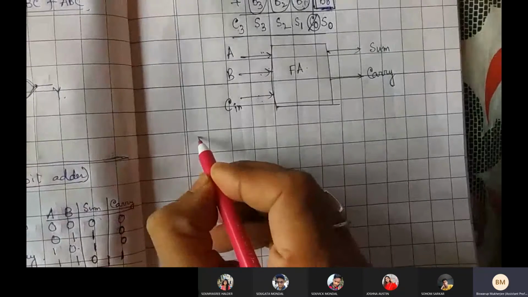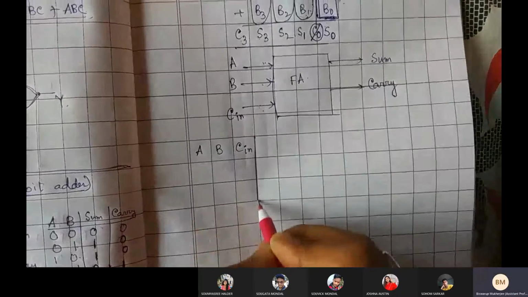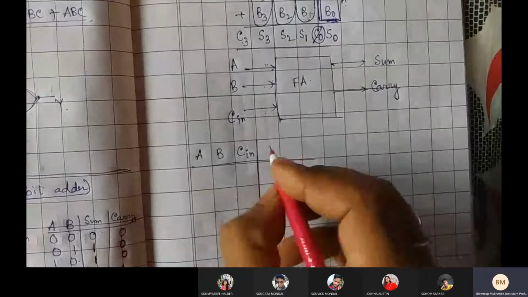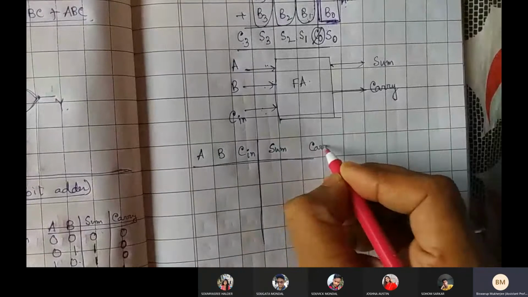Coming to your truth table. So obviously 3 bits are there, A, B, followed by C in. And as we know, if there are 3 bits, you can have 8 different combinations. Carry or carry out, maybe C out, you can write down anything. In case of sum, you can write down S, whatever. So you can have these combinations. Right. So these are the different combinations.